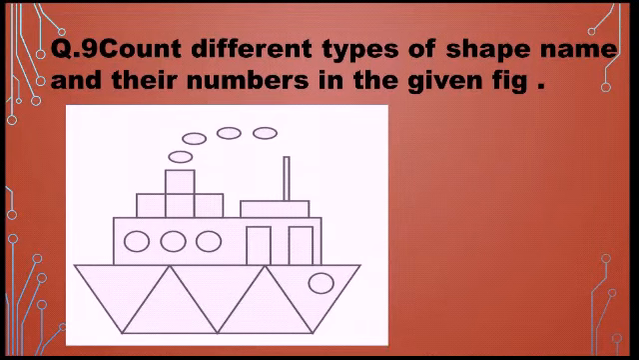Now, let us discuss question number 9. In question number 9, count the different shapes, again the same type of question. Here, you need to find out the shapes which are involved in the question and count them. How many circles are there? How many triangles are there? In this way you have to count.